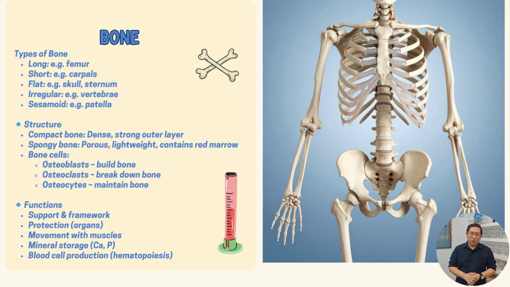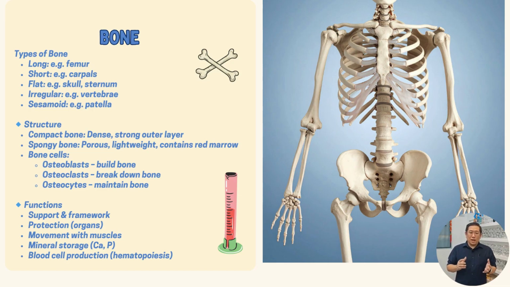Second are the short bones, such as the carpal bones in the wrist, which provide stability with limited motion. The third are the flat bones, such as the skull and sternum, which protect the vital organs. The fourth are the irregular bones, such as the vertebrae, which have complex shapes for specific functions. The fifth are the sesamoid bones, like the patella, which form within tendons to reduce stress.